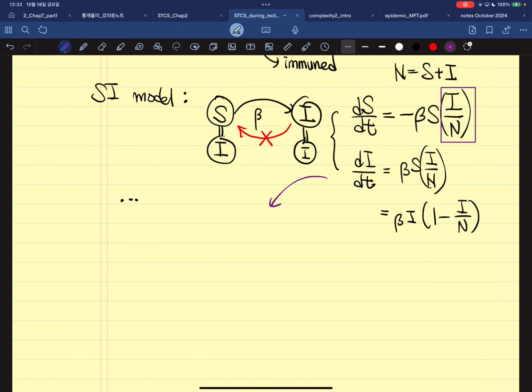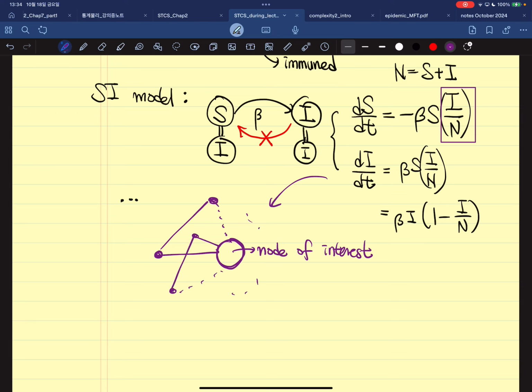this is the node of interest. You know that in reality, there are some nodes connected or not connected. There is some non-trivial structure among them. Connected, not connected, etc. So this is reality.